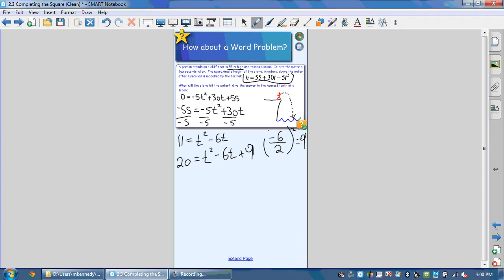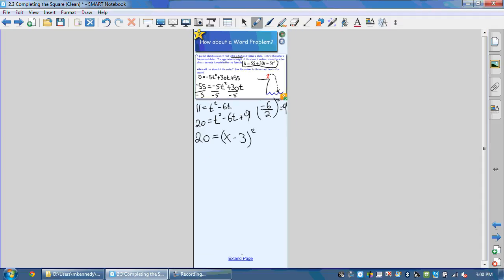Square root both sides. Let's do it. You have square root 20 is equal to x minus 3. What did I forget to do? Plus or minus square root 20. Don't forget that. Sorry, at some point I switch. My brain always does things in X. I'll change it to T though, because you should stay consistent. Add 3 to both sides. So you have 3 plus or minus root 20 equals t. Just wait, that's not going to be your answer, and there's a reason why.